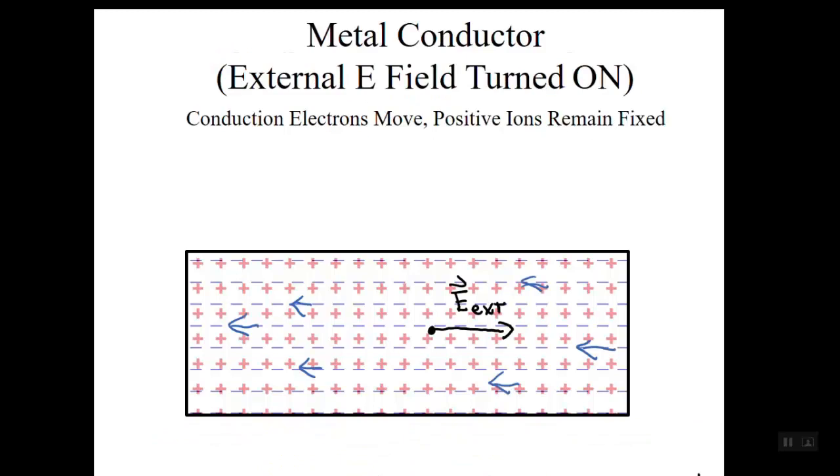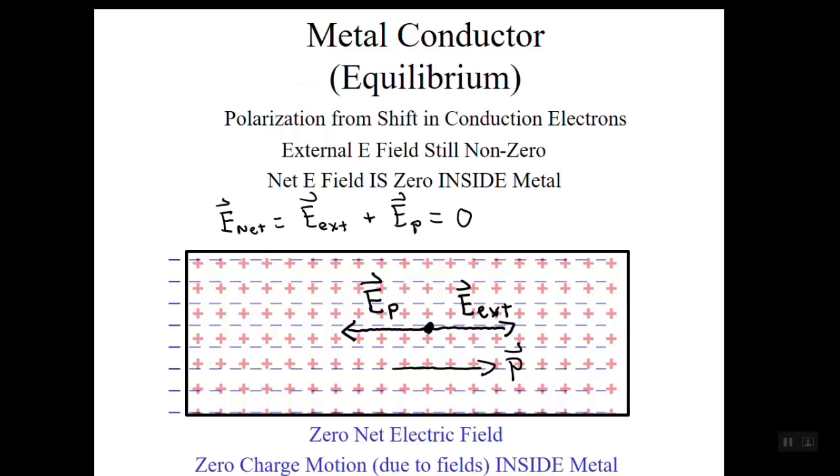Now when we turn on an external electric field, the conduction electrons shift in the direction opposite to the applied external electric field. The positive ions remain fixed. The shifting conduction electrons lead to polarization of the metal that very rapidly, within nanoseconds, leads to the same equilibrium condition we discussed before. The net electric field inside the conductor, which is the sum of the external field and the polarization field, equals 0.